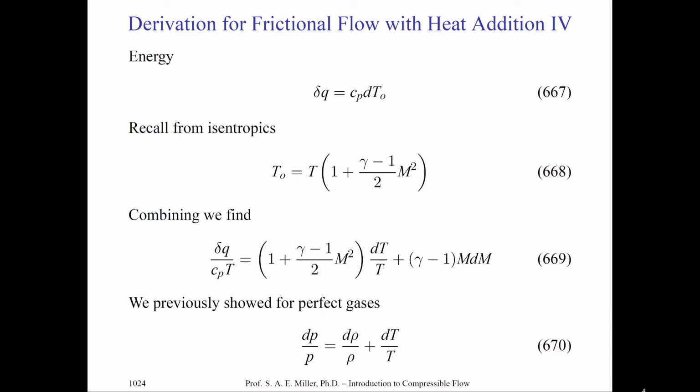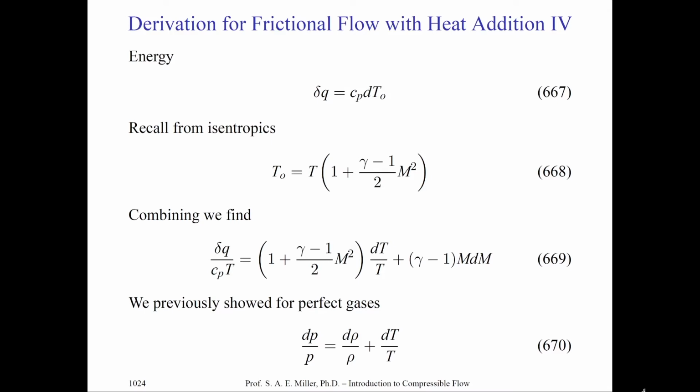The change in heat transfer will go as C sub P, specific heat and constant pressure, times d T naught, which of course is stagnation temperature. We can then look at isentropics. Remember the isentropic equation. T naught goes as the static temperature times 1 plus gamma minus 1 over 2 M squared. We can now combine these equations, 668 and 667, and come up with 669. That is, we'll take T naught and replace it, and then solve for delta Q over CPT. We have the equation here with differential dm.